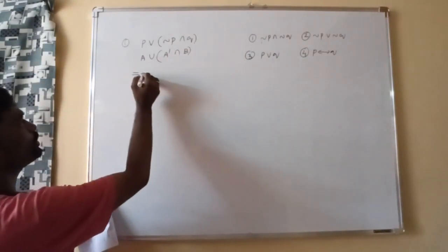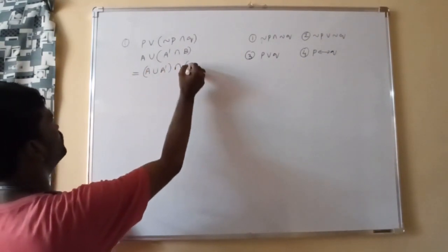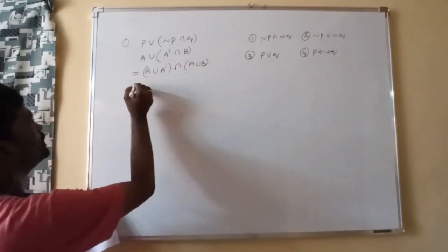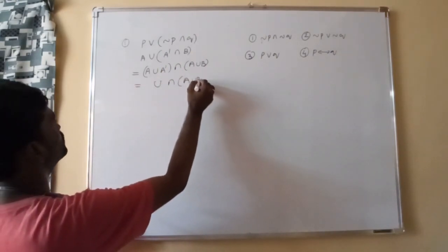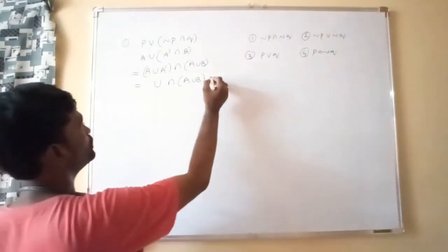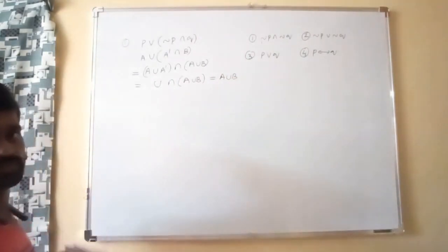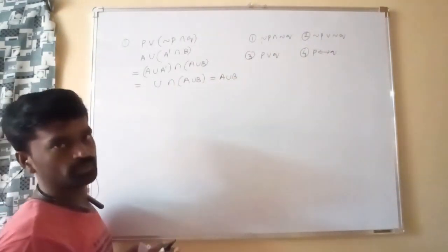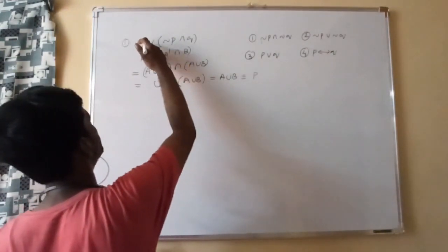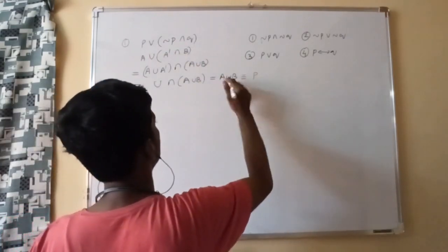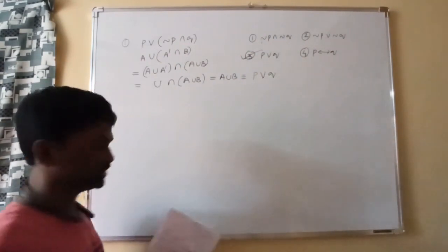So using the distributive property, what will you get? A union A dash, intersection A union B. A union A dash is the universal set, intersection A union B. So universal set intersection A union B is nothing but A union B, because A union B is always a subset of the universal set. So the common part will be A union B only. Instead of A we have taken P, and B is nothing but Q. So P union Q, that's the third option.